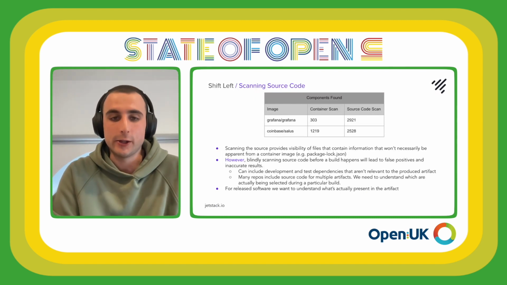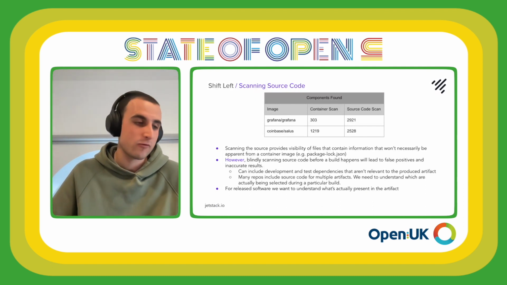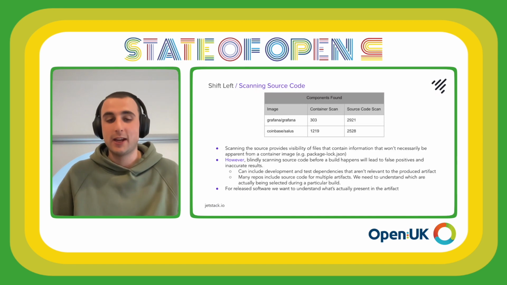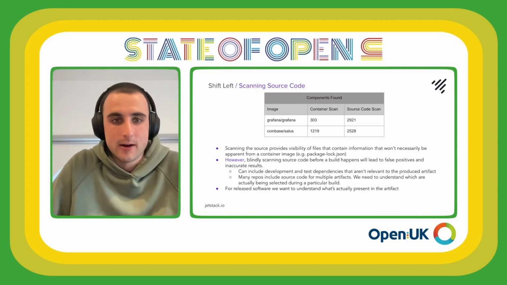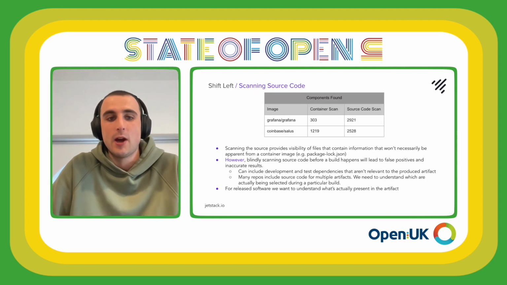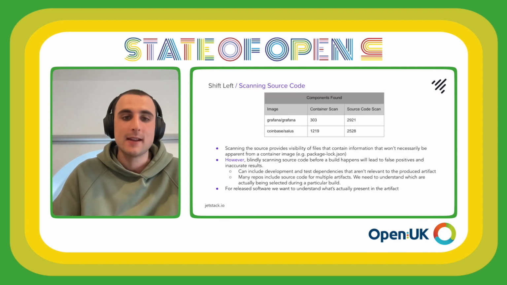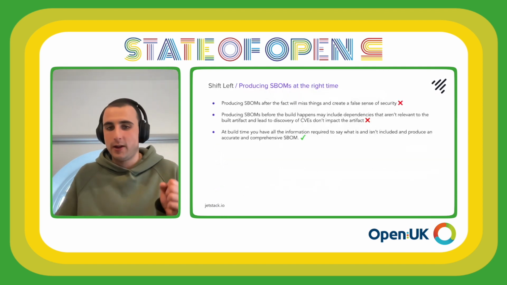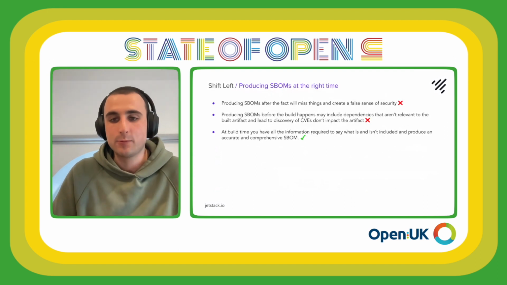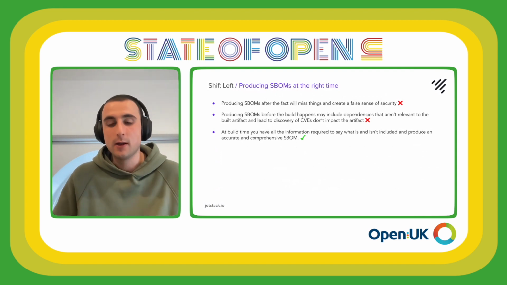Many repos include source code for multiple artifacts. So if my source code repository is a monorepo, I could have some problems there. And in Go, indeed, there's this idea of the Go module, which is usually a one-to-one mapping with the source repository. If that's the case, I could have lots of different binaries built off that one module that are jumbled in together, and we need to understand which are actually being selected during a particular build in order to build the software bill of materials for each one.